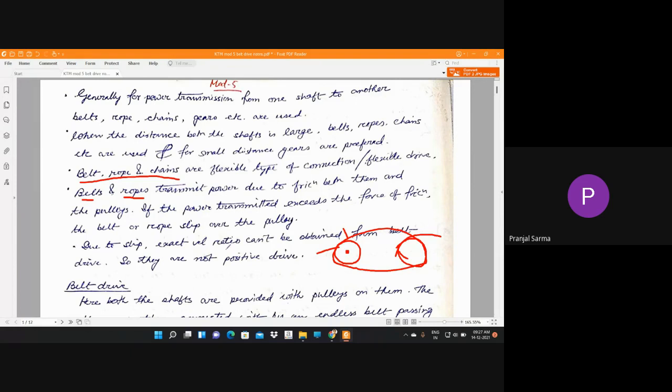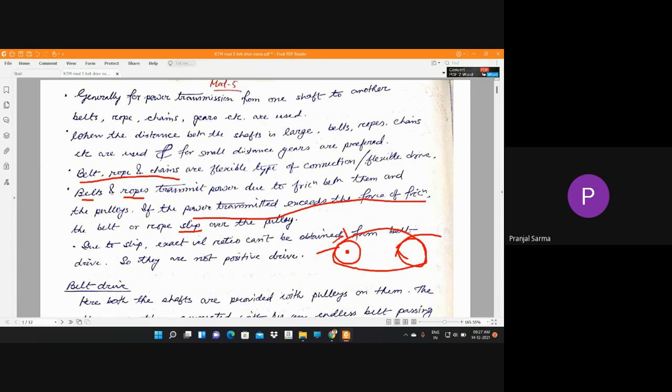Now if the power transmitted exceeds the force of friction, then the belt or the rope will not be able to properly transmit that power, and there will be a phenomenon called slip. It's going to slip over the pulley. So what is this particular slip? Because of slip, it cannot hold to the pulley.